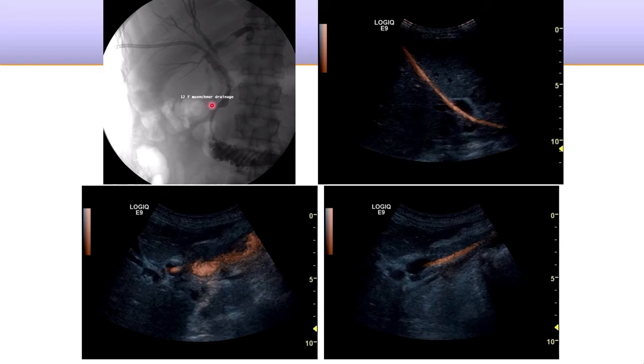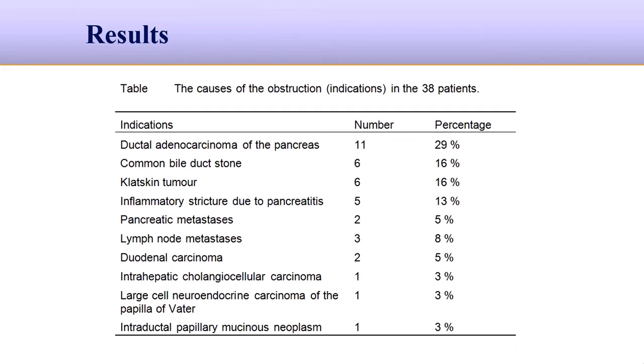X-ray could see the position of the catheter, and the extravascular contrast enhanced ultrasound could also show the position of the catheter. Here we can see the catheter was in the common bile duct. This table showed the causes of the obstruction in the 38 patients in this study, and the most common reasons were ductal adenocarcinoma of the pancreas, common bile duct stone, and clustering tumor.